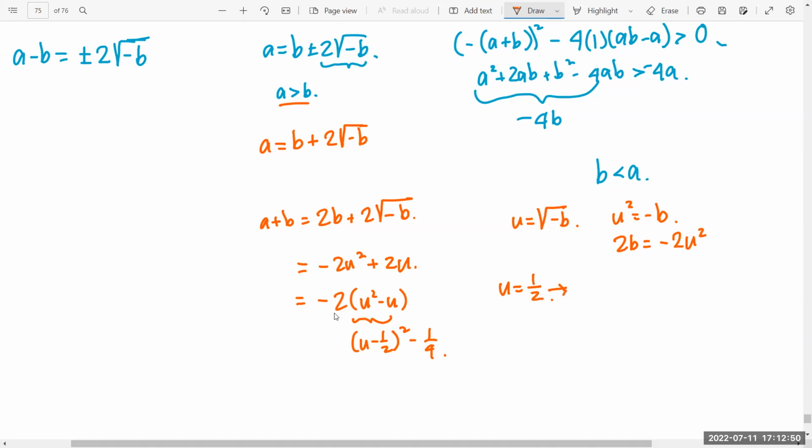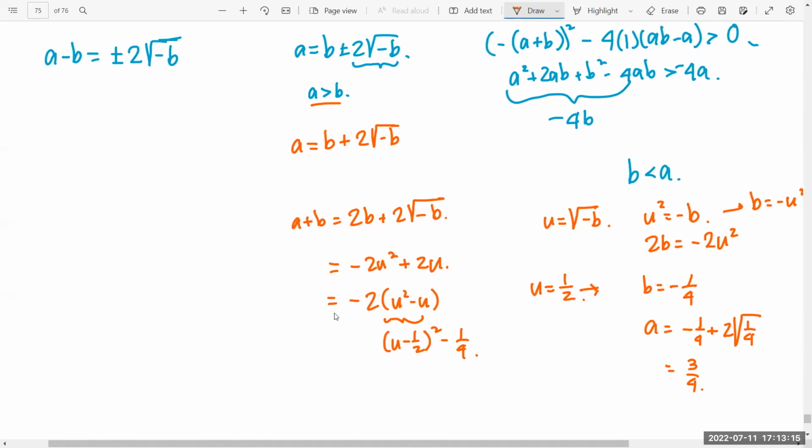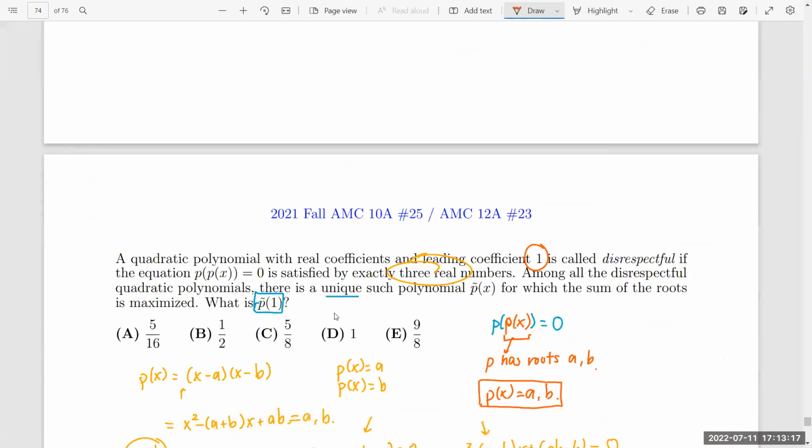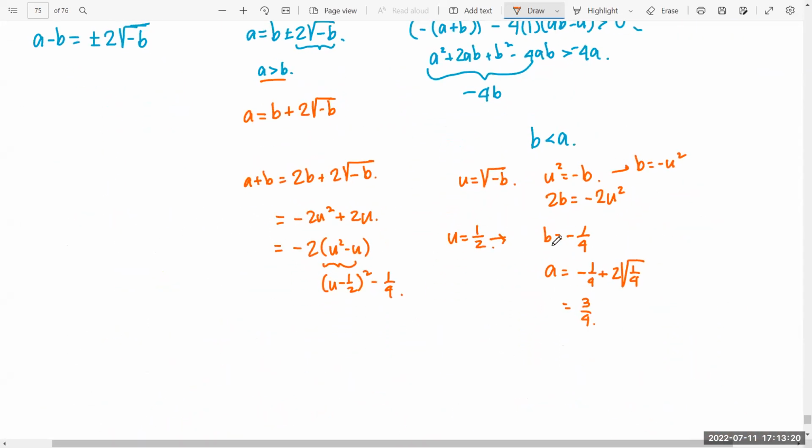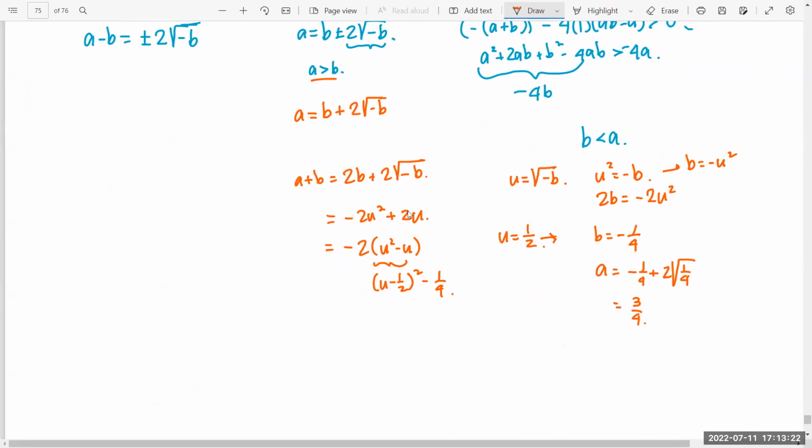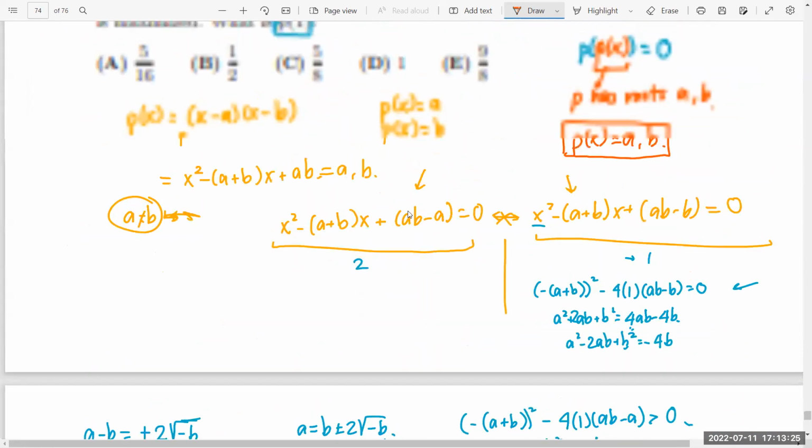And this gives, in fact, the sum of the roots being 1/2. Now, since u is 1/2, then b is negative u squared. So b equals negative 1/4. And then to take a look at a, it is negative 1/4 plus 2 times square root of 1/4. So 2 root 1/4 is 1, so a is 3/4. Actually, the a plus b maximized is at 3/4 and negative 1/4, which gives us a sum of 1/2. But our question asks, what is p of 1?